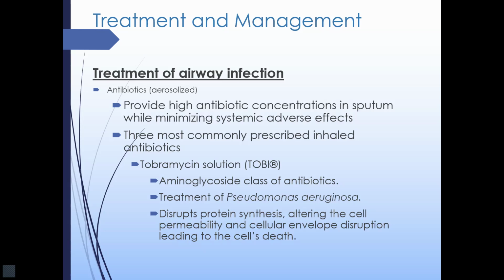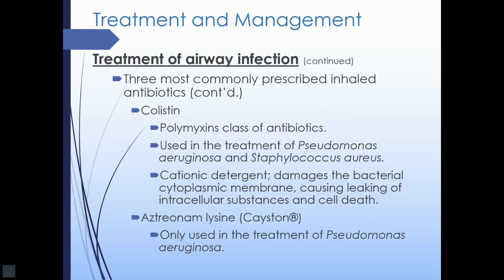So there are three really commonly prescribed antibiotics for cystic fibrosis patients. Number one is tobramycin solution, or Toby. It's an aminoglycoside. It treats Pseudomonas aeruginosa, which most of our patients are colonized with. Patients go on a cyclic course of 28 days on, 28 days off to help stave off any future infections and treat anything that might be creeping its ugly head up.